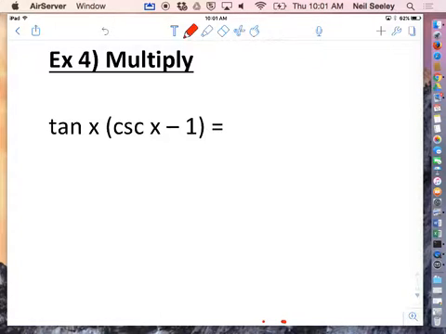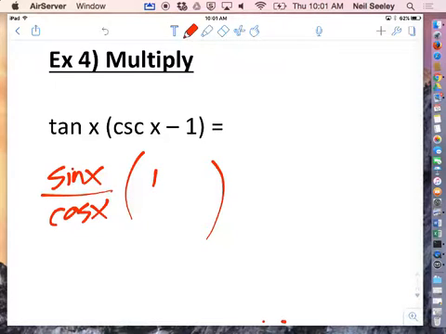This is not an equation. This is just, again, simplifying. The equal sign is misleading. I just want you to rewrite it. The benefit of multiplying this, if I make this sine of x over cosine of x, because we've decided that seems to be helpful, rewriting it in sine and cosine, 1 over sine of x.